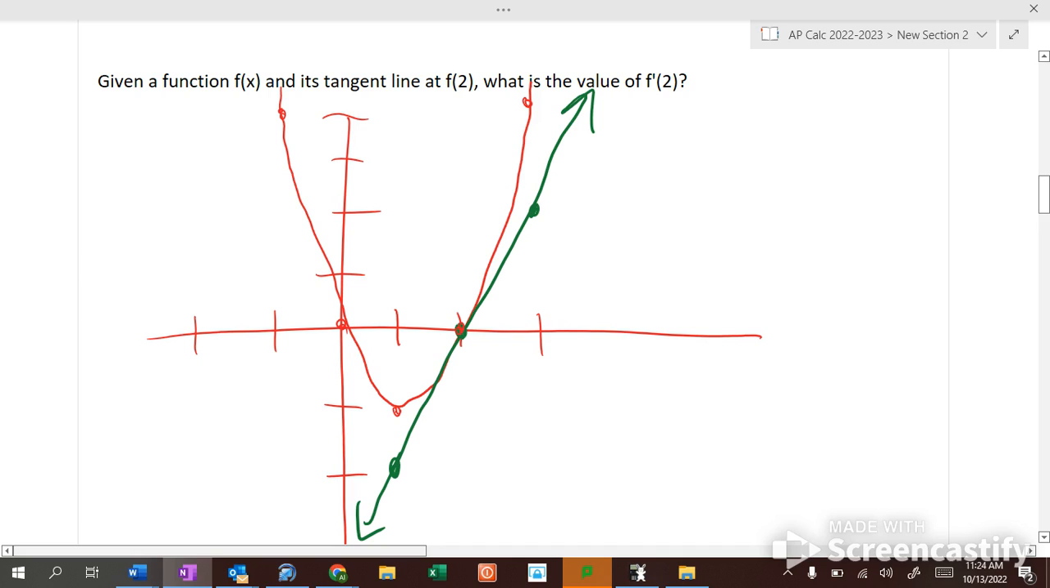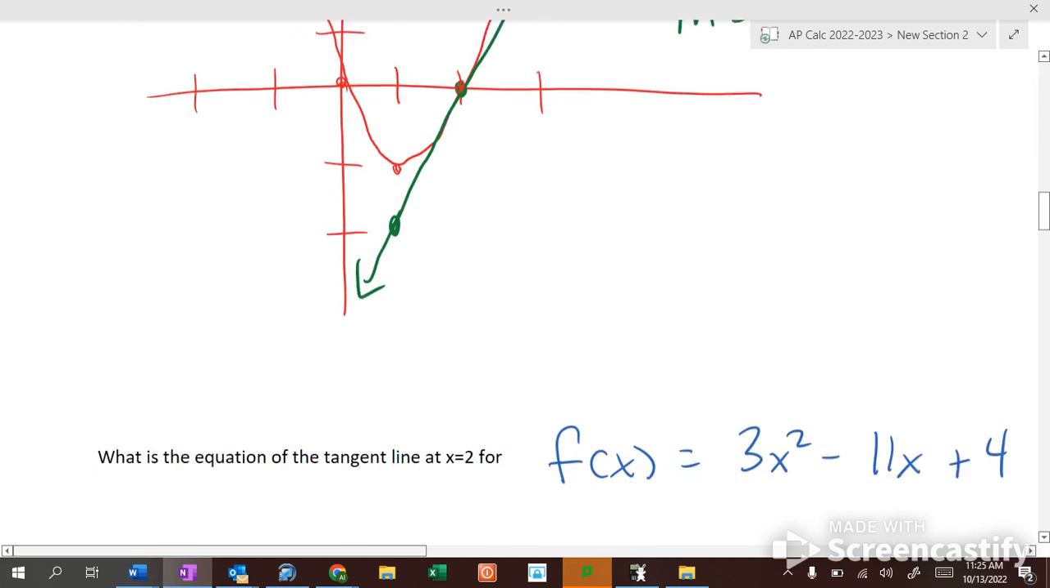Graph, given a function and the tangent line, what's the value of the first derivative at 2? What do you think? Exactly. The slope of the line is 2. So the slope of the tangent line is the value of the first derivative at that point. Okay? Value of the first derivative at a point is the slope of its tangent line.